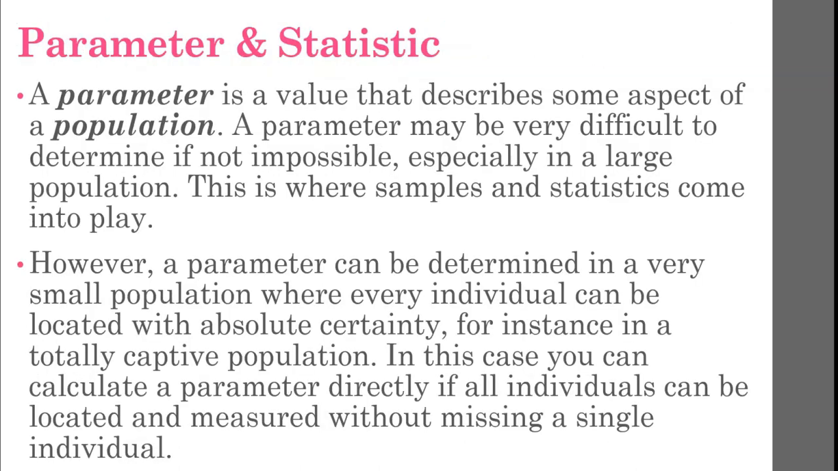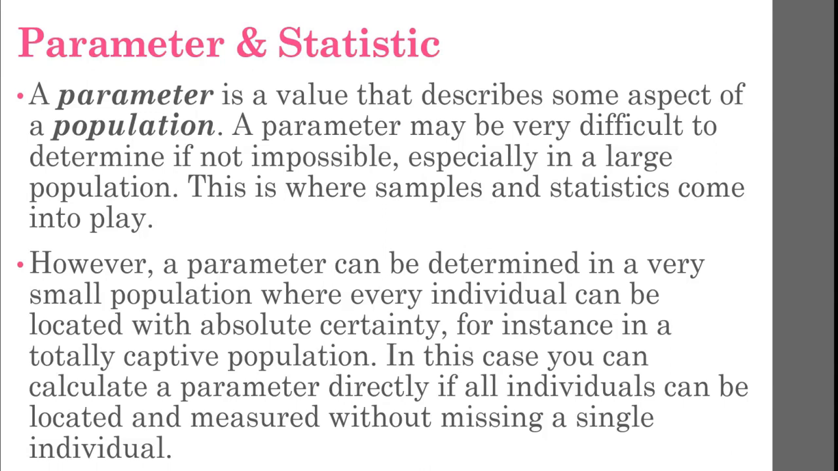Let's go to parameter and statistic. A parameter is a value that describes some aspect of a population. A parameter may be very difficult to determine, if not impossible, especially in a large population. This is where samples and statistics come into play. However, a parameter can be determined in a very small population, where every individual can be located with absolute certainty.